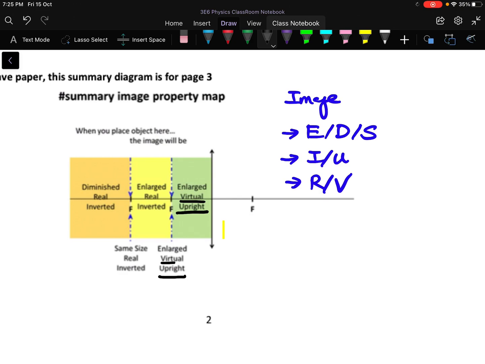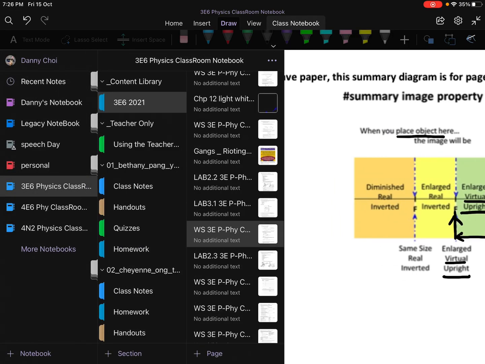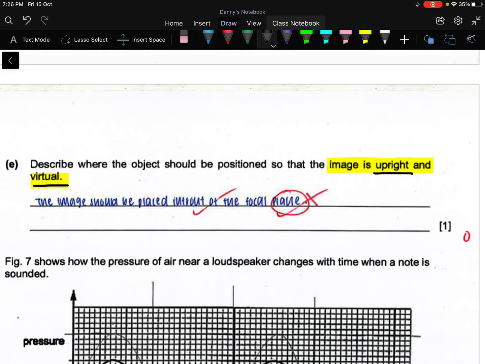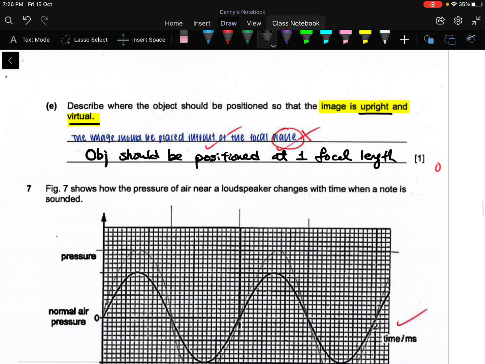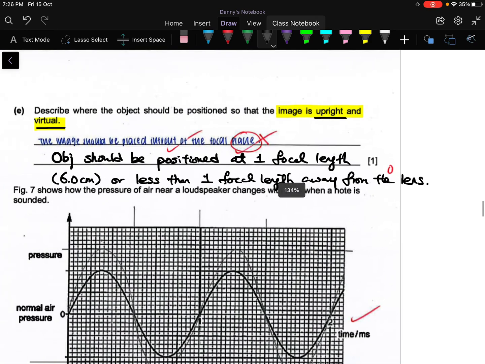To make an image that is upright and virtual, I need to place my object at F, or I can place it at less than 1F. So if you remember this, then you will be able to do this very easily. Where should it be positioned? Well, my object should be positioned at one focal length. In this case, one focal length will be 6 cm. So you can either tell me at one focal length, 6 cm, or less than one focal length away from the lens. For part E, unfortunately, either you have studied it or you have not.